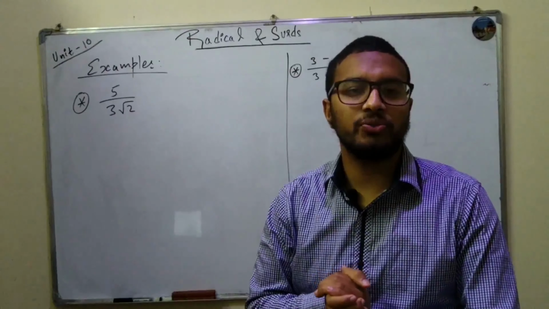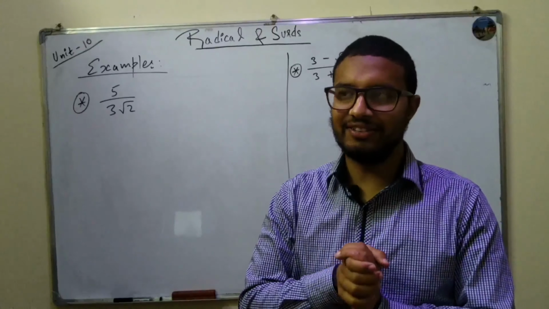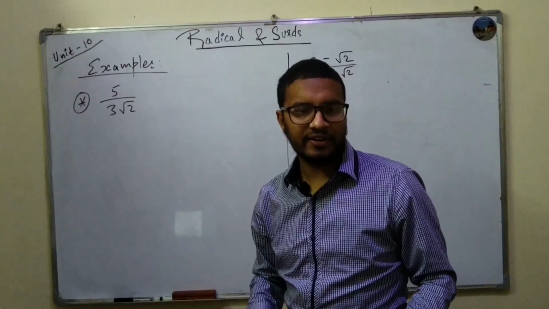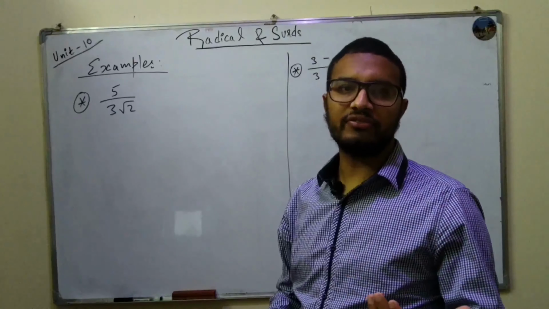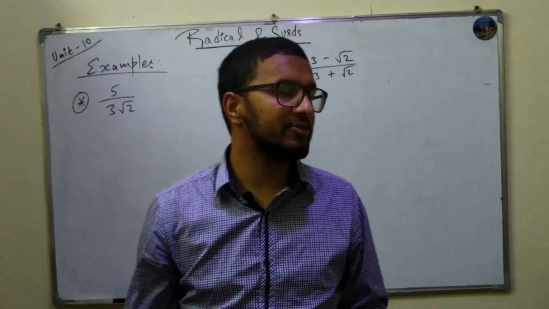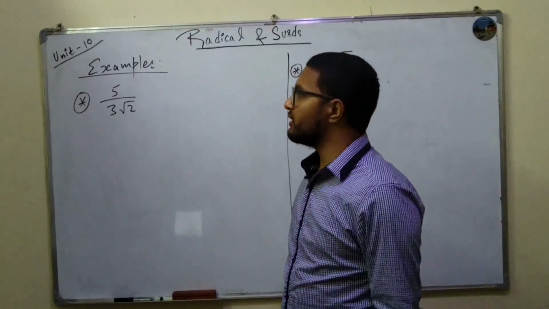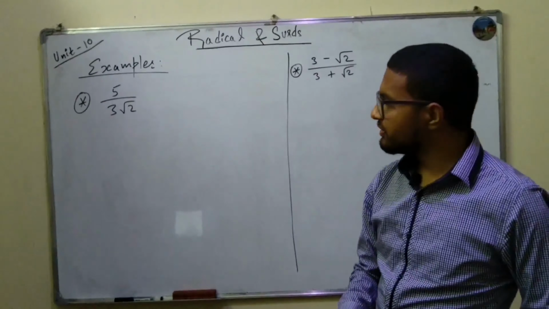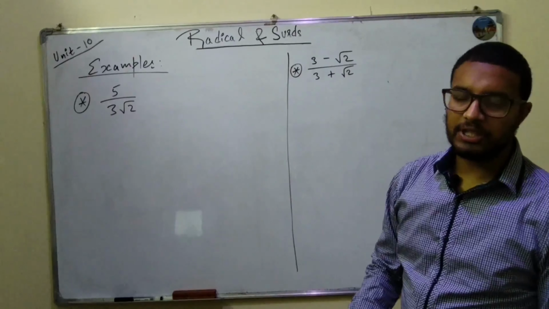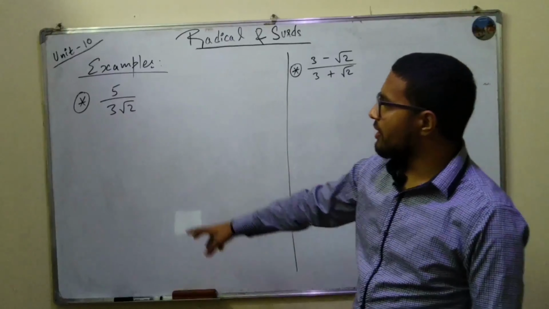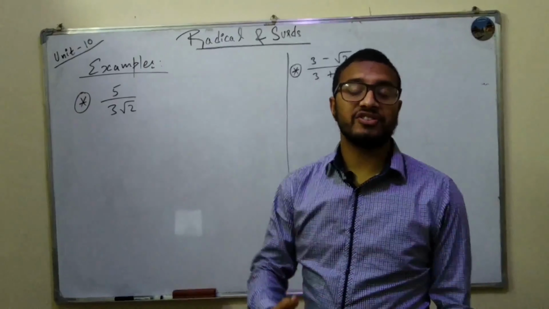So in this particular session, we are still discussing radicalization. As we have already learned, radicalization is a process of converting a surd into a rational expression, right? What we've been given are examples. So how do we convert this particular expression into a more rational form, right?